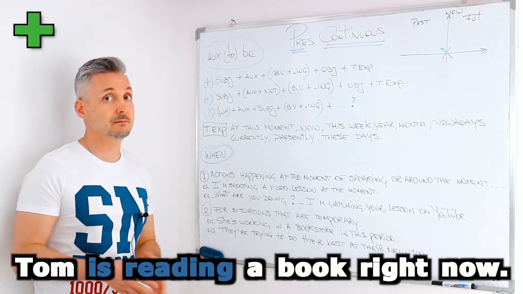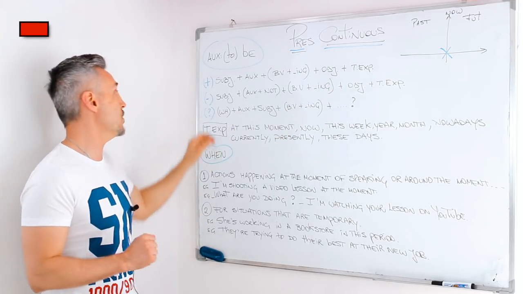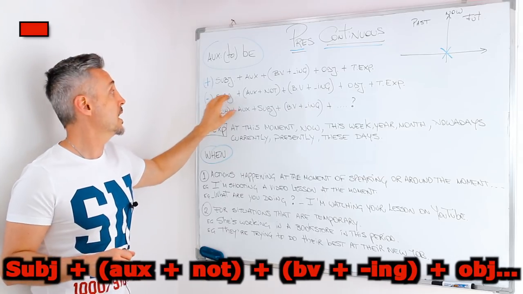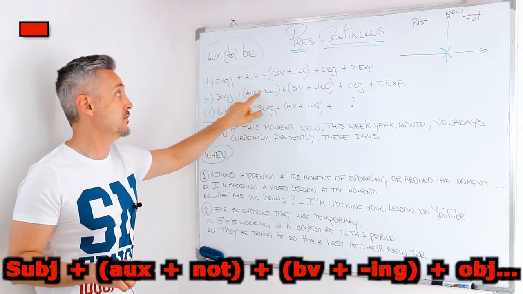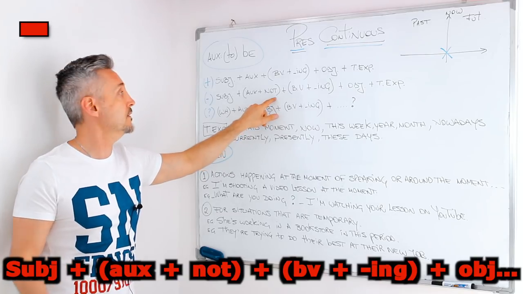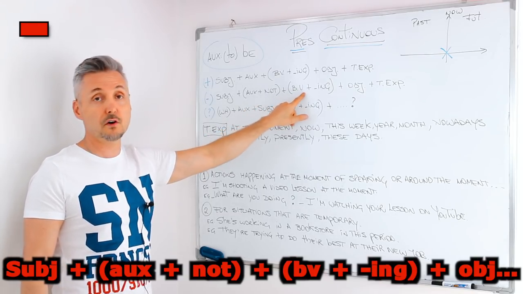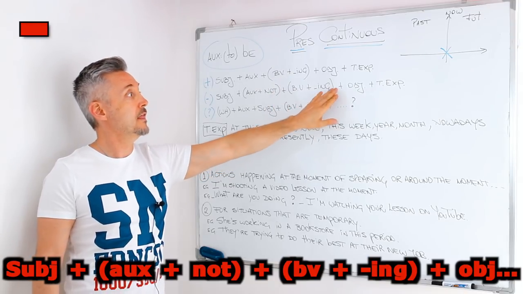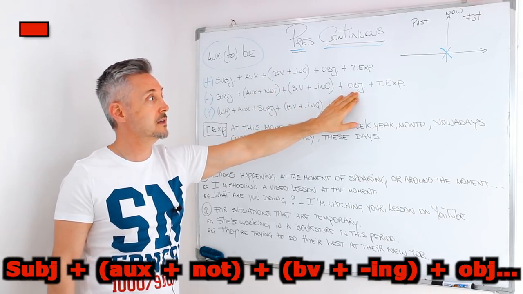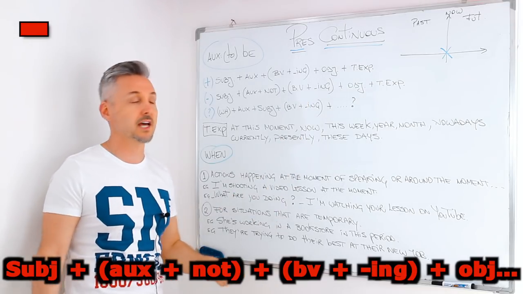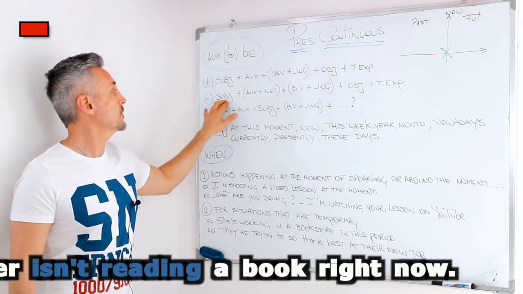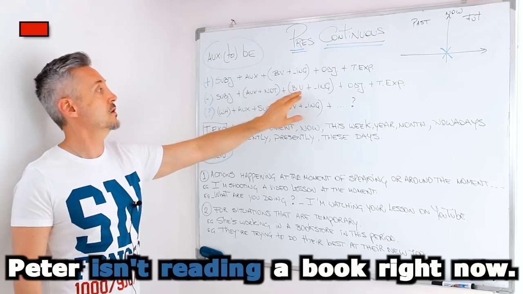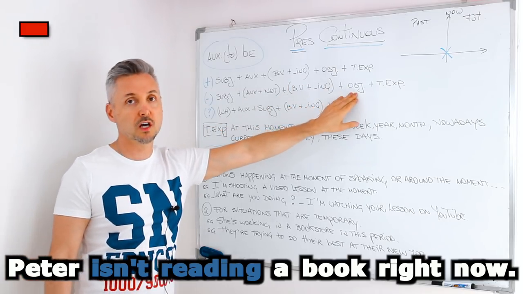Now, for the same sentence, but in a negative form, we need the subject, then we need the auxiliary plus not, because it's negative, then we have the base of the verb plus the ing form of the verb, then we have the object, and then a time expression, if you like. Peter isn't reading a book right now.